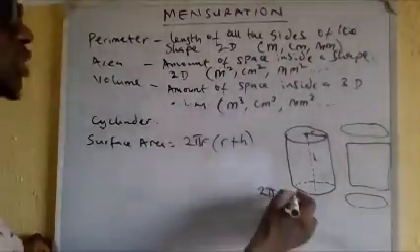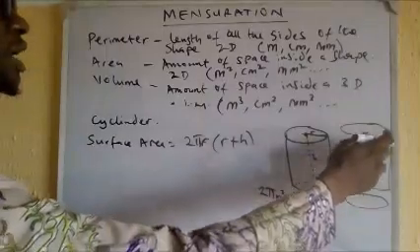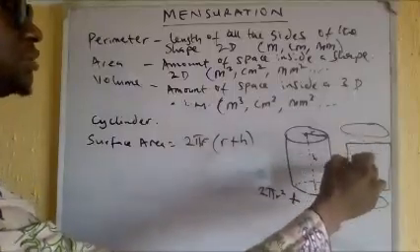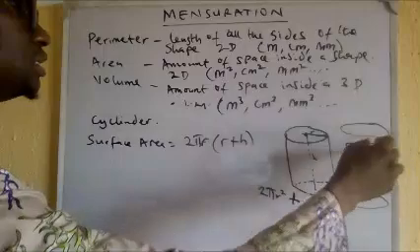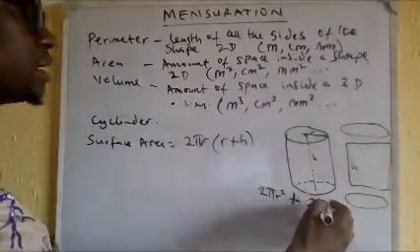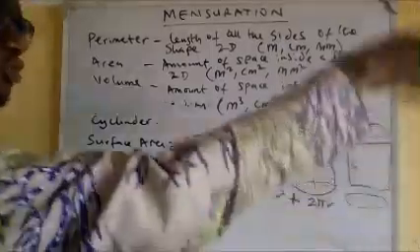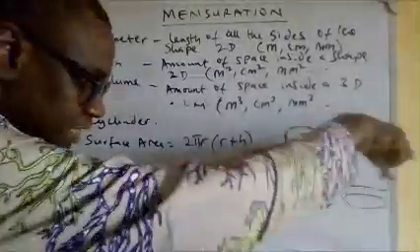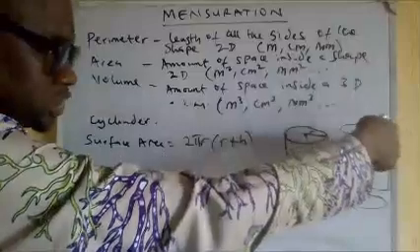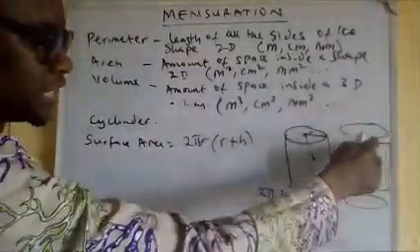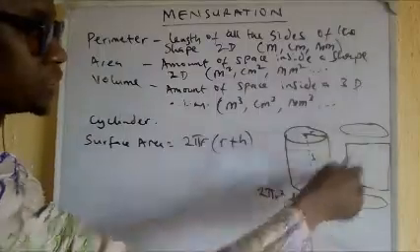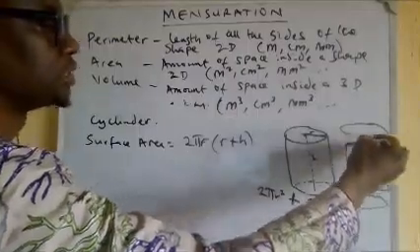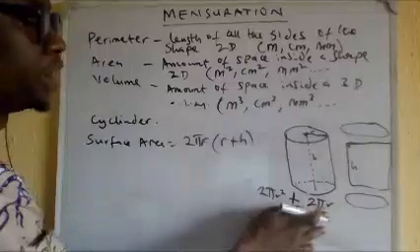Plus the area of this one. Let's take this one as a rectangle: length times breadth. You understand? The breadth is the height, and the length is actually 2 pi r, the length of the circle. When this rectangle wraps around, it becomes a circle. So the perimeter of that circle forms the length. From here to here, it forms it.